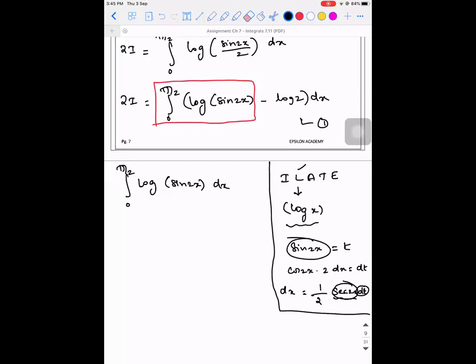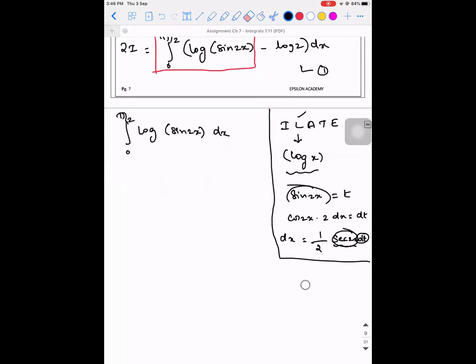Anything else you people are able to think? Any other substitution? So you went till sin 2x to be t. Is there any other substitution we can do? So let's try out in our own method, then we can look at the book method. 2x equal to t? Shall we try and see?